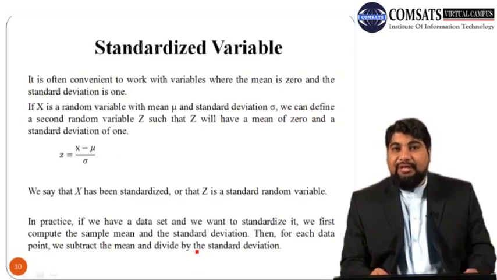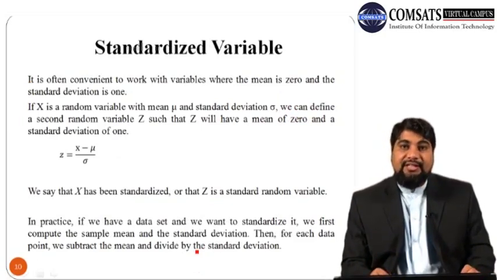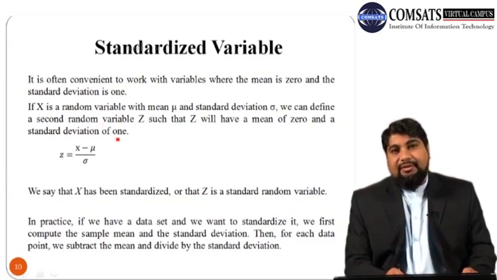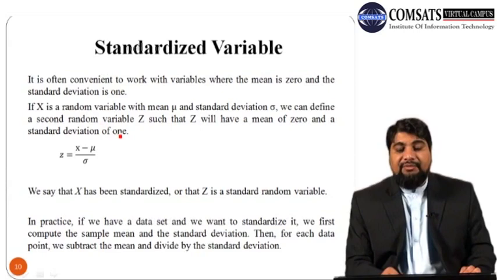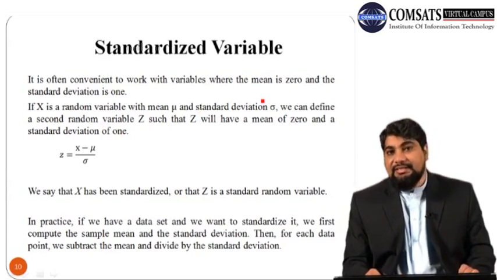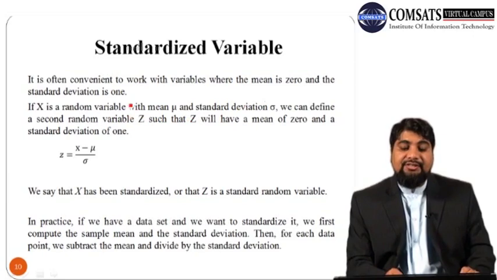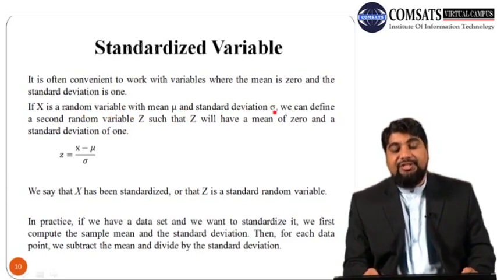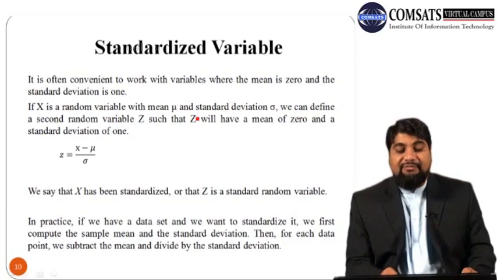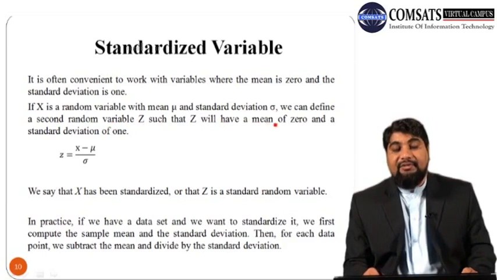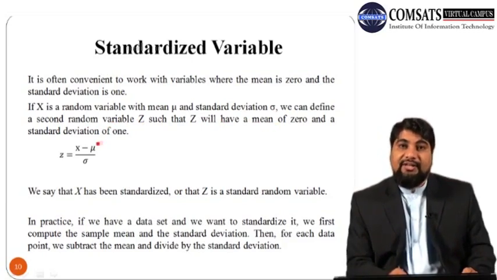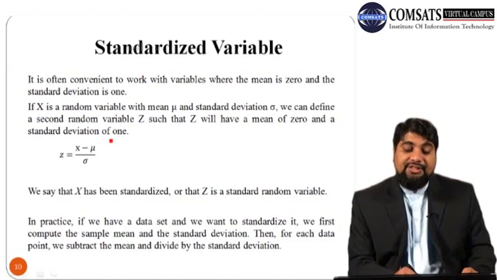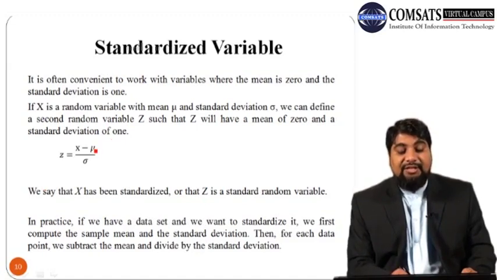So next we discuss one very important concept, which is the concept of standardized variable. It is often convenient to work with variables where the mean is 0 and the standard deviation is 1. Suppose x is a random variable with mean mu and standard deviation sigma. Then we can define a second random variable z such that z will have a mean of 0 and standard deviation of 1 by using this relation: z is equal to x minus mu.